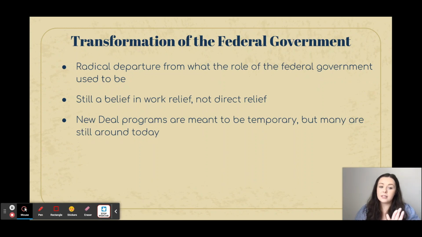This is meant to be temporary. The New Deal is meant to be temporary, but you'll see through your assignments that many are still around to this day. So this is a huge transformation of what we think the government can do and how policies can make a very large impact on American society.